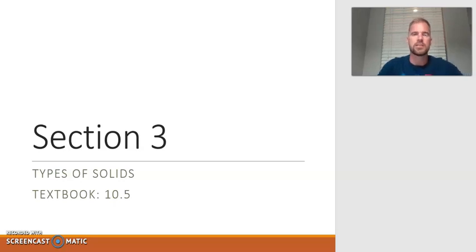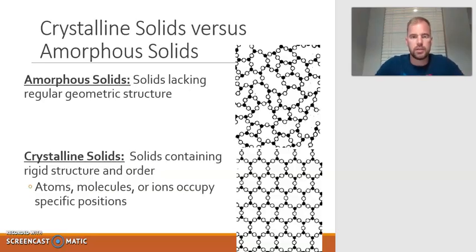We now move on to types of solids. So up until now, we've just basically been saying solid, liquid, or gas, not really going any further than that, right? But we can actually indicate what kind of solid we're looking at depending on what the molecule is. First of all, we can classify solids into two main groups, and that is crystalline solids versus amorphous solids. Amorphous solids are solids that are going to lack geometric structure.